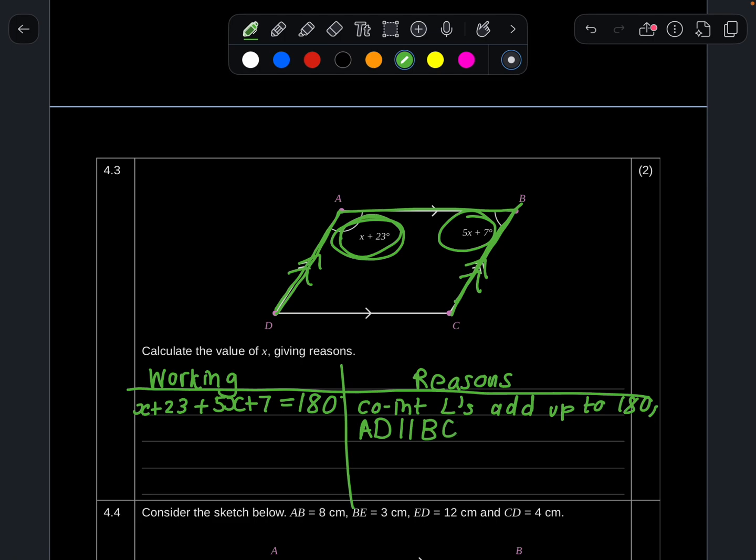So let's get all of our x's on one side. So this is going to be 6x is equal to 180 minus 23 minus 7. So 6x is going to be equal to 180, take away 30, so 150. So x is 150 divided by 6, which is 25 degrees.